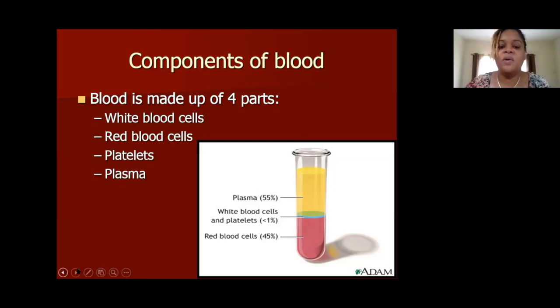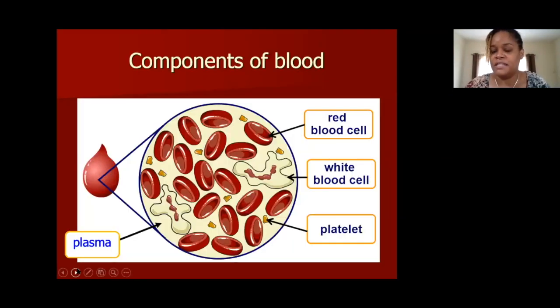So now we're going to look at a second diagram that represents blood. Usually when you see this diagram, it represents blood as if it was being viewed under a microscope. Here we're saying this is a drop of blood. If we were to magnify this drop of blood, this is what we would expect to see under a microscope.